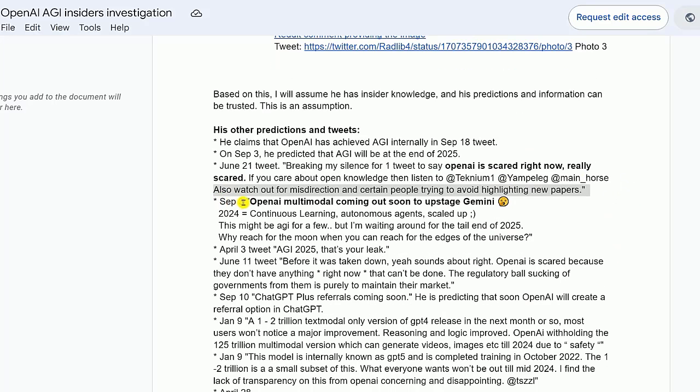And on September 3rd: OpenAI multimodal coming out soon to upstage Gemini. And we've kind of seen that since then, right? We've seen ChatGPT Vision, DALL-E 3, we've seen that voice assistant.